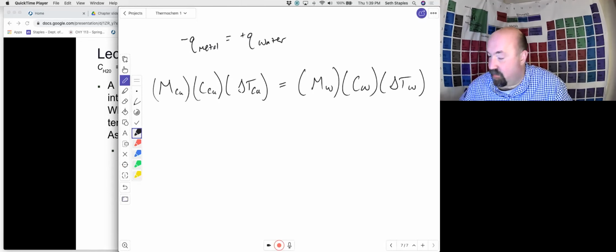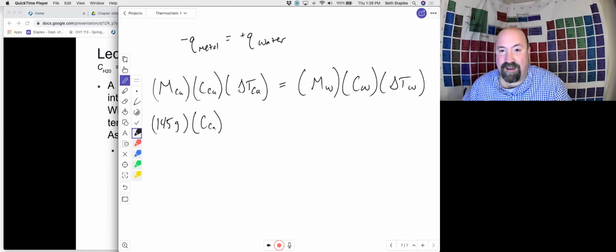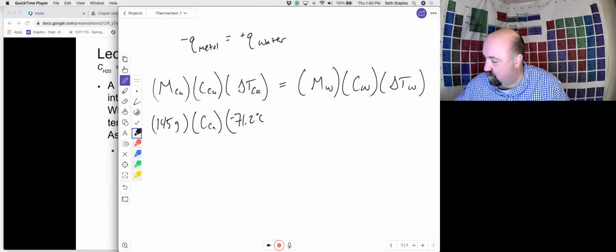We were told that the mass of the metal was 145 grams. We're trying to find the specific heat capacity of the copper, so we'll leave that as C. Delta T of the copper: remember the copper started at 100 degrees C and ended at 28.8, so 28.8 was our final temperature. 28.8 minus 100 is negative 71.2 degrees C.